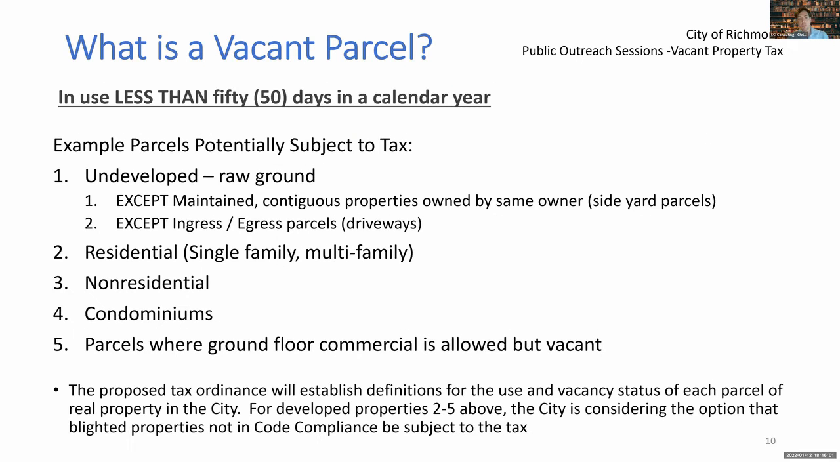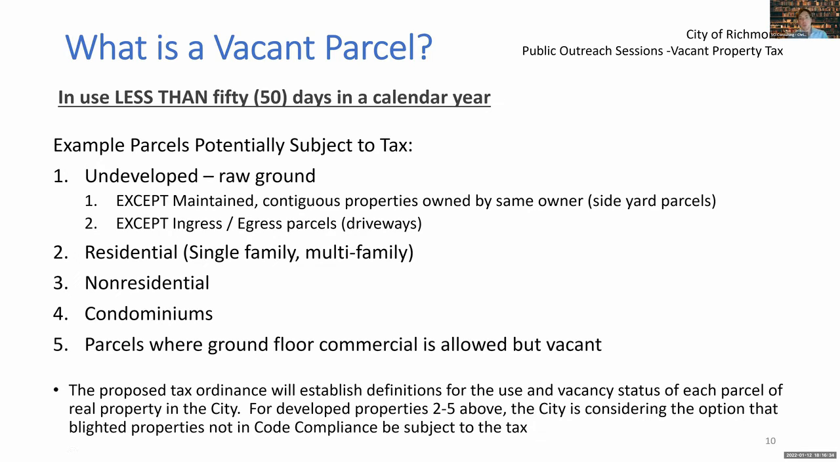Now, to get into a little bit finer detail, a vacant parcel, so we're talking about parcels when we're talking about taxed properties. A vacant property would potentially be in use less than 50 days in a calendar year, and actually it would be less than 30 days in a calendar year for the proposed Richmond vacant property tax. The number 50 occurs on your screen, but that should say 30.